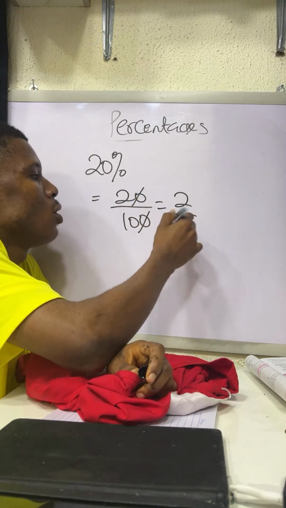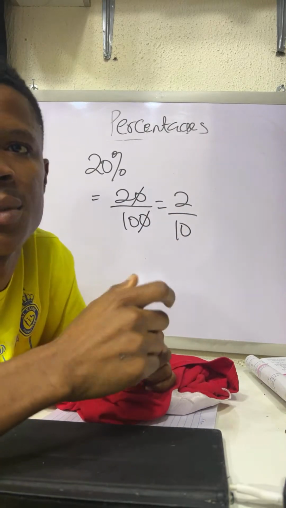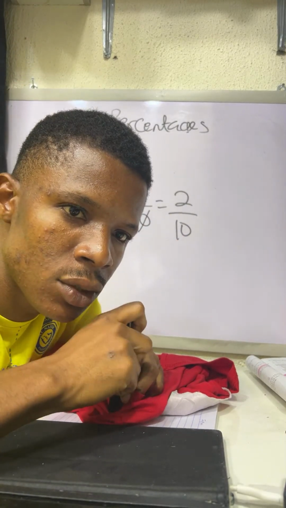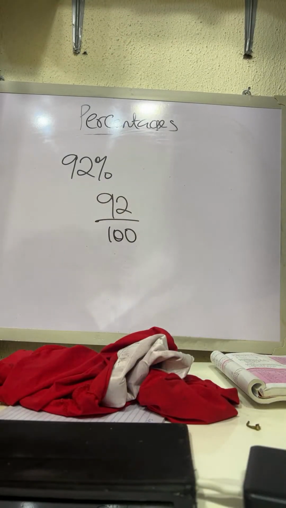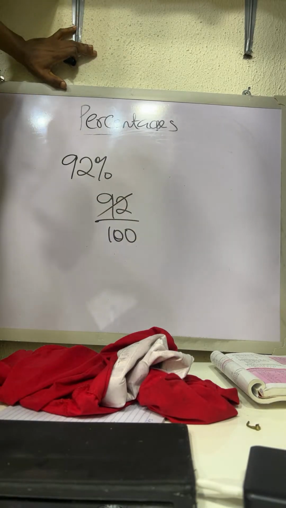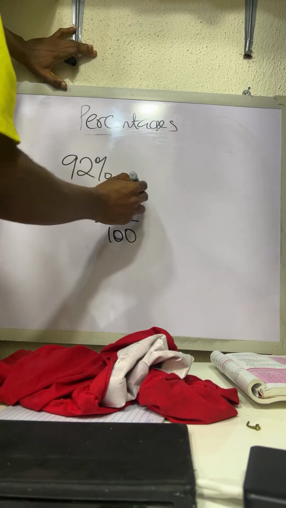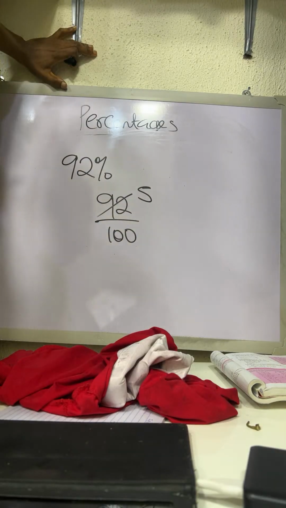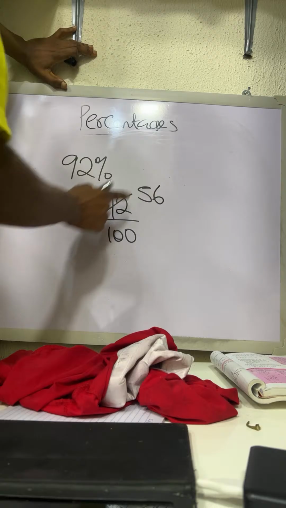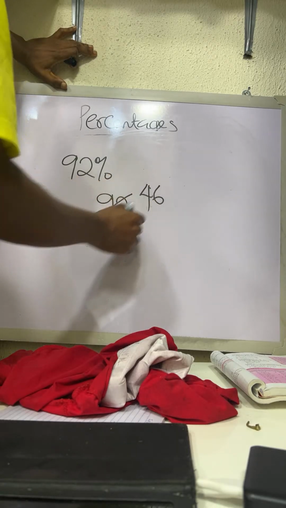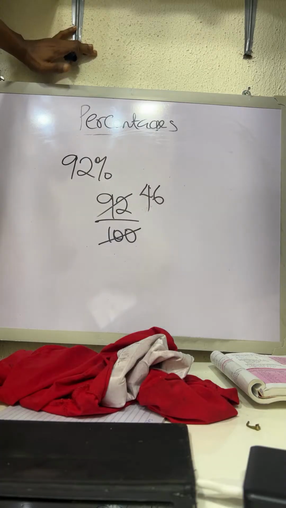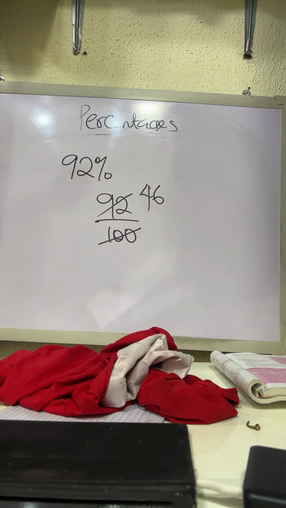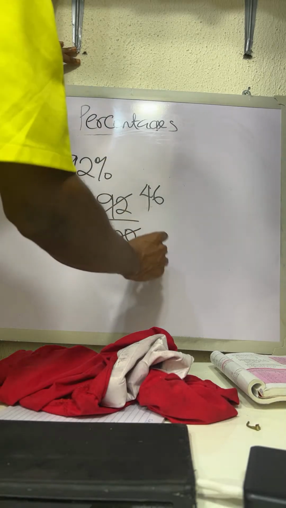2 out of 10. What can divide 10 and 2 without any remainder? 2 can divide both. Then 2 divides 100. If you divide 100 by 2, what do you get? You get 50. So you have it as 50.